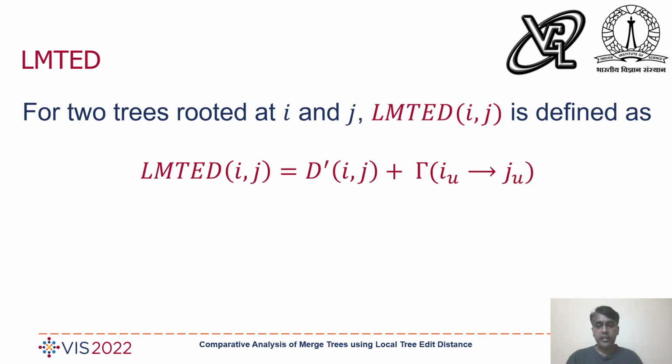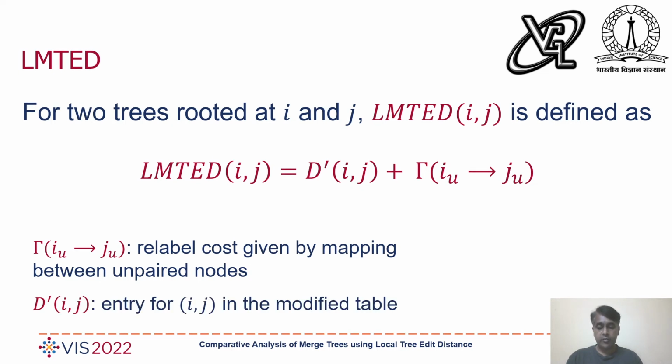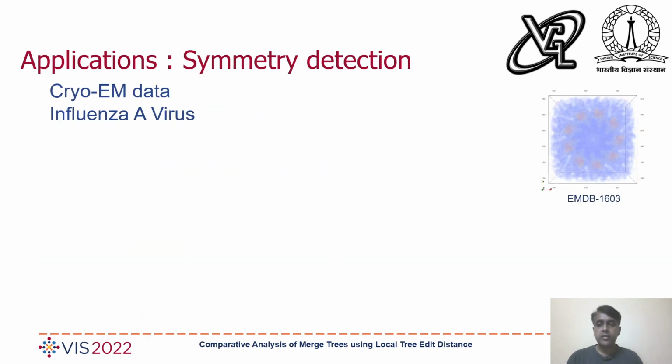With this background, we define LMTED as a combination of two costs: the relabel cost incurred by the unpaired nodes of the subtrees and the cost incurred from the entry i, j in the modified dynamic programming table. We highlight the utility of LMTED in two applications: symmetry detection and analyzing the effects of topological compression.